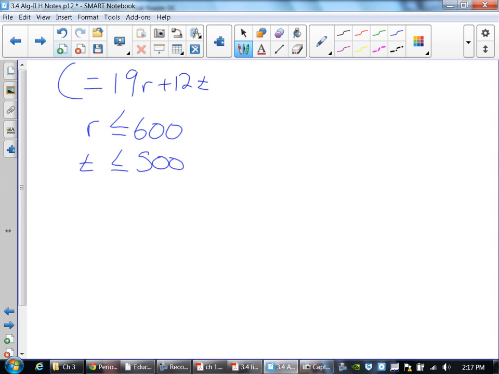And then it was restricted on the amount of money the supplies cost. The supplies to build a radio was $10. And the supplies to build a tape player is $12.